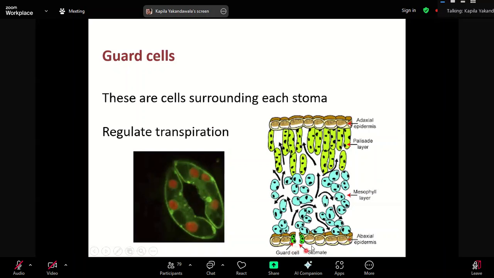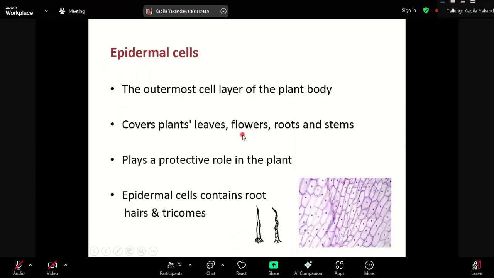Then there is another type of cells flanking the stomata, we call guard cells. Here you can see guard cells. It regulates the transpiration. Water loss is regulated by this. This can either close, as you can see here, or open. Then epidermal cells, the outermost layer of the plant body is epidermal cells. It can produce trichomes, hairs, or just cells.